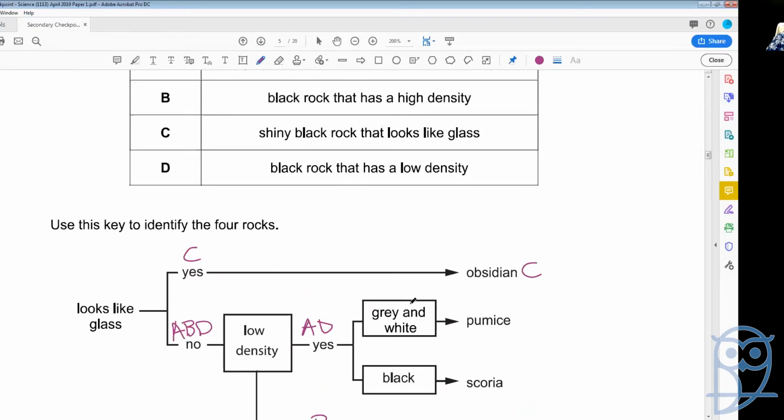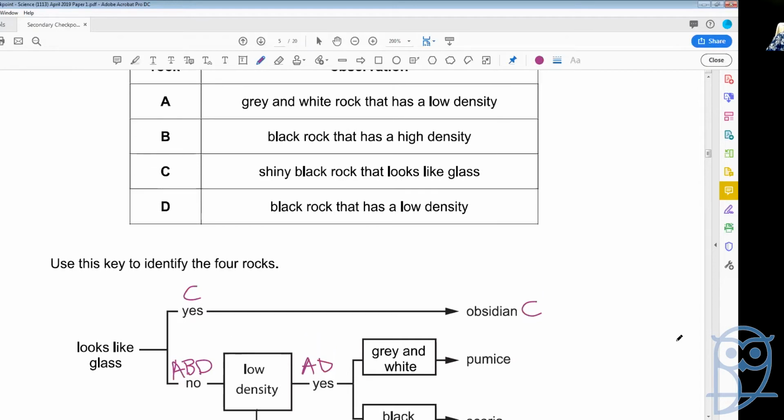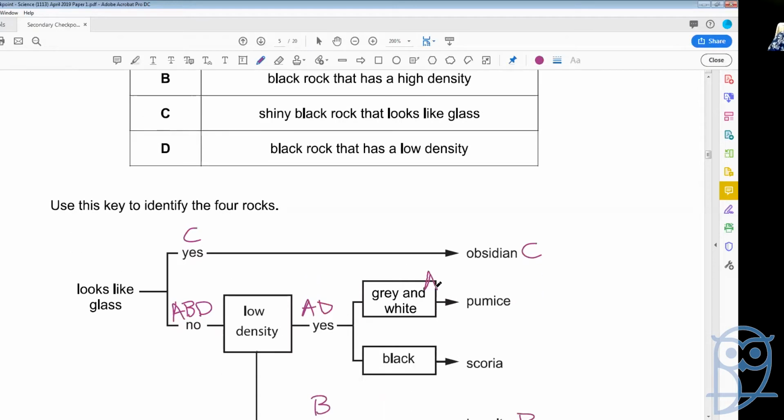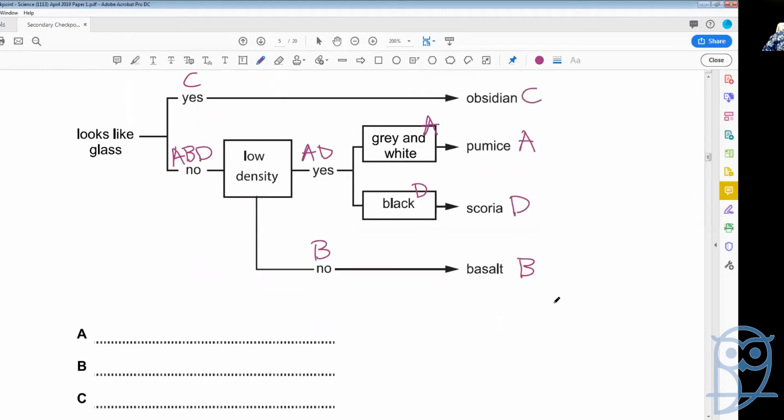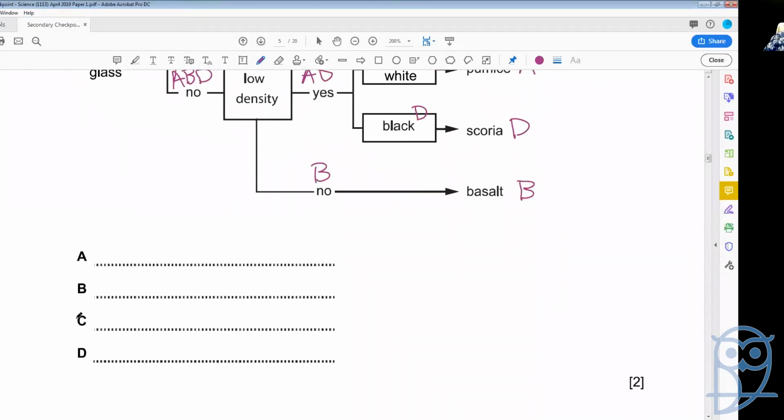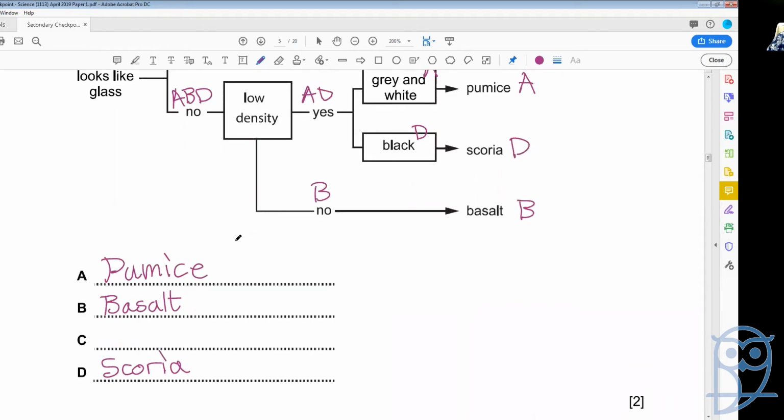Now the next question asks about its color over here. So we can look here. A is the gray and white rock. So that would be A. That gives us pumice. And this would be D because it's black. So that would give us scoria. Now we just need to go write the names in over here. So we have B, which is basalt. D, which is scoria. A is pumice. And C is obsidian.